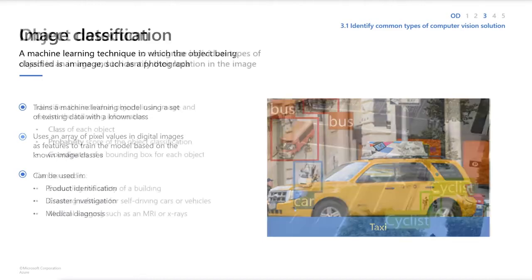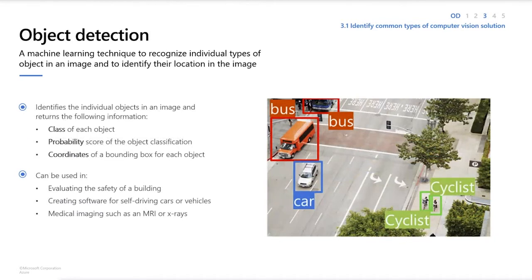Why don't we go ahead and explore another area, which is object detection. Object detection is a form of machine learning based on computer vision where that model is trained to recognize individual types of an object in an image and identify their location in that image. So we're looking at the class of each object that's identified in the image, and the probability score of that object classification. Really what we're saying here is that's the confidence level that the machine learning model has predicted the correct class. And then we even have bounding boxes, or the coordinates for each object.